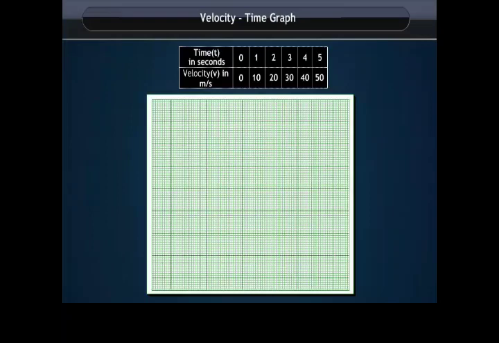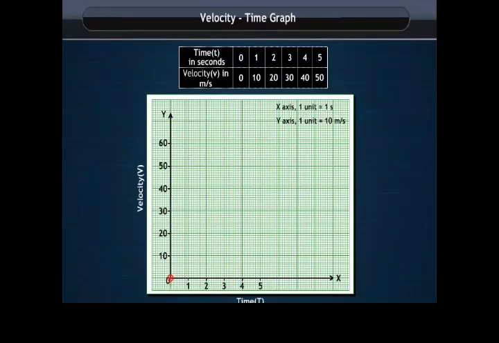Draw two straight lines, one in the horizontal direction and the other in the vertical direction. The horizontal line is called the x-axis and the vertical line is called the y-axis. The point of intersection of the axis is called the origin. Plot the time on the x-axis and velocity on the y-axis and choose a proper scale so that the values can be properly marked. According to the values of time and velocity, mark the points on the graph. Join the plotted points to get the graph.